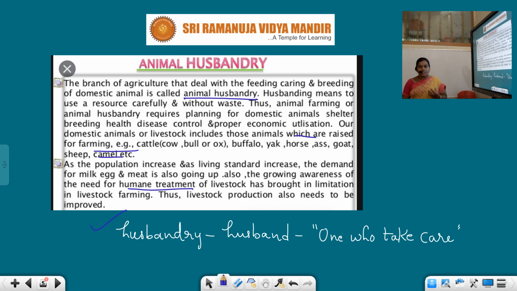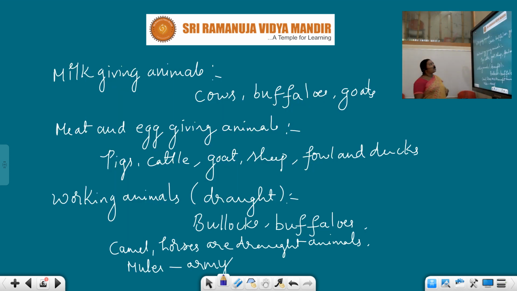So along with agriculture crop improvement, in the same way we need to take care of livestock production also. Right? Milk giving animals. Animals are classified in so many ways. The first one is milk giving animals: cows, buffaloes, goats. Right? Meat and egg giving animals are pigs, cattle, hens, fowl, ducks and all.